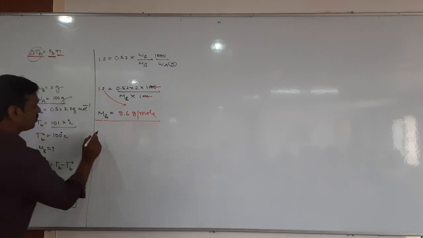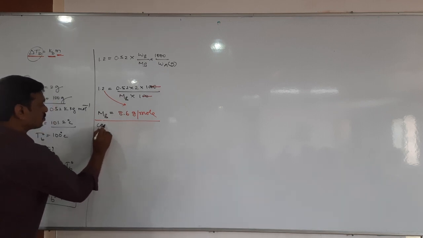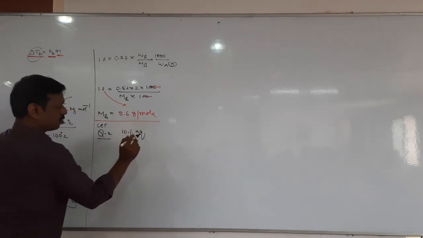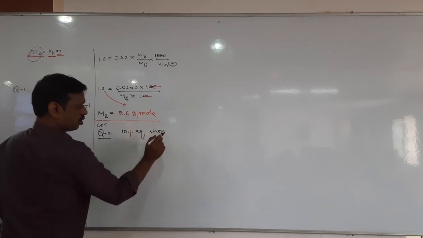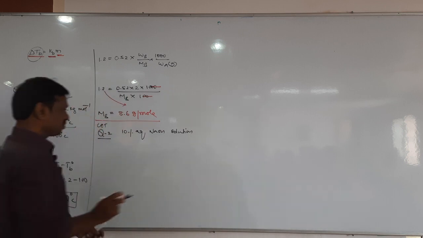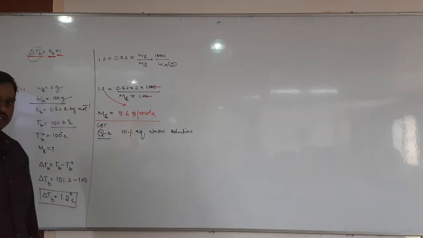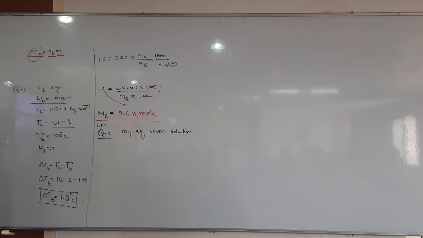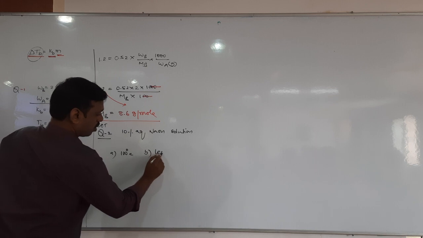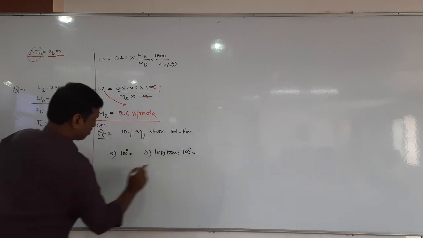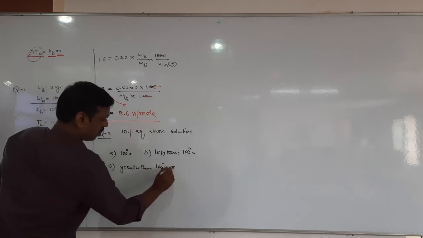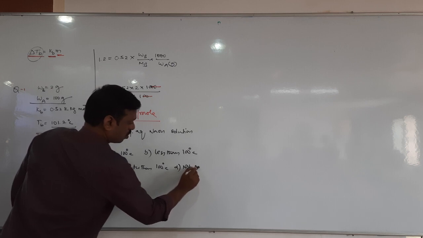Next is one more question. This question was previously given in CET. 10% aqueous sodium hydroxide solution, boiling point is: A, 100 degrees Celsius; B, less than 100 degrees Celsius; C, greater than 100 degrees Celsius; D, cannot be predicted.